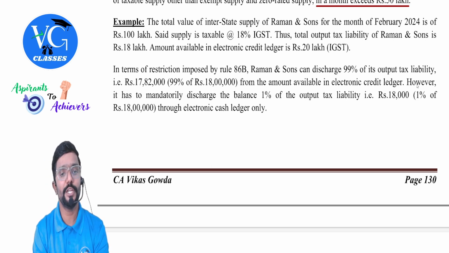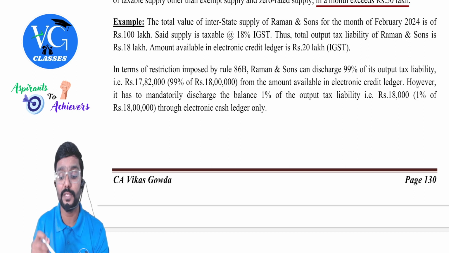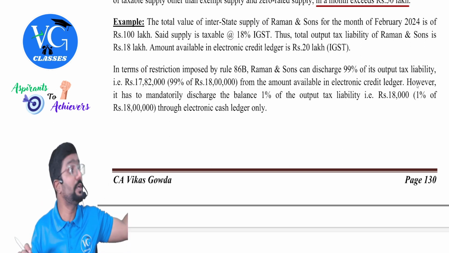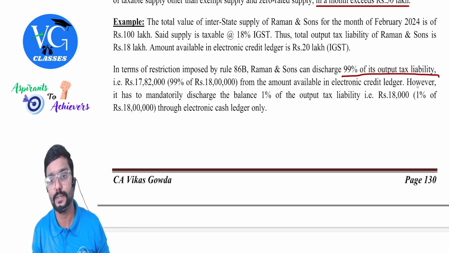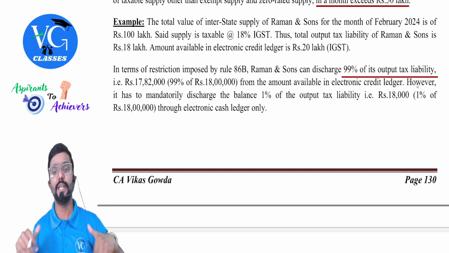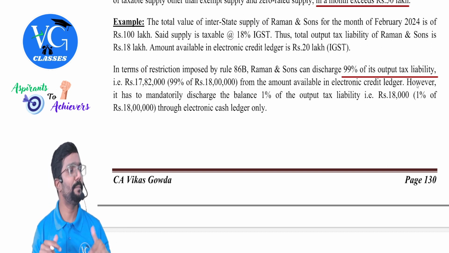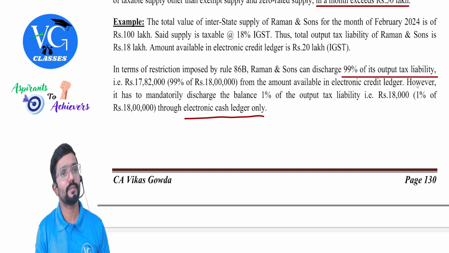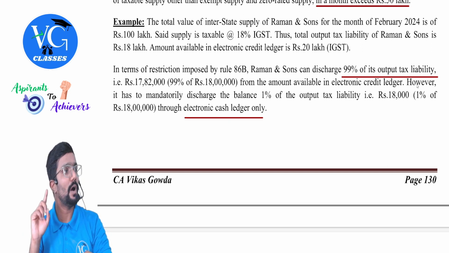In terms of the restriction imposed by Rule 86B, Raman and Sons can discharge 99% of what? Output tax. See, by mistake, you might take 99% of credit. No, 99% of what? Output tax. That is 17 lakh 82,000. You can use credit for that, whereas the remaining 1% is how much, guys? 18 lakh into 1%, 18,000. Paid through what? Cash ledger. Understood? Please be careful whether you apply 99% or 1%.